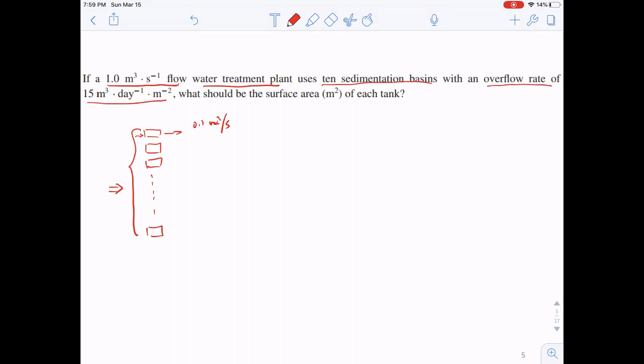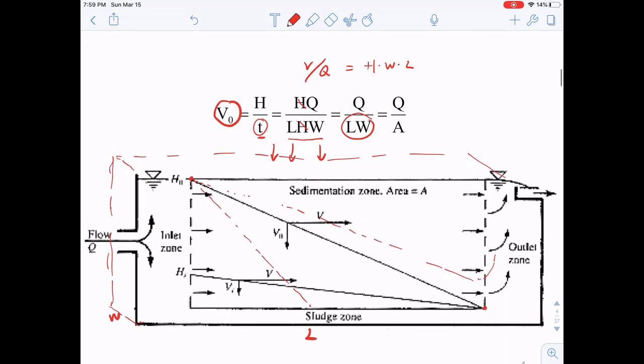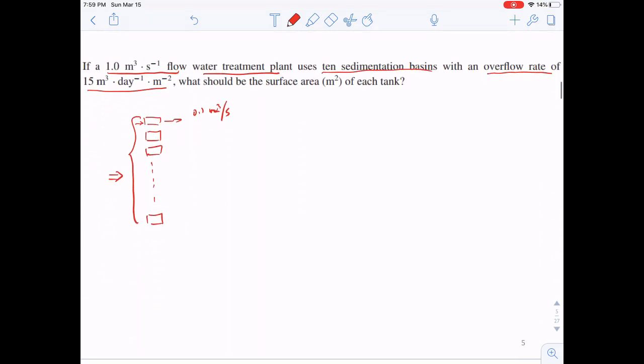And then it further specifies an overflow rate, okay? So as you can see, this overflow rate should have a unit for velocity, right? So it's going to be meter per second. Okay, so here instead it shows the unit in this way. So it's actually an easier way if we look at the definition for the overflow rate. That is the flow rate divided by the surface area, right? And then we can convert this into meter per second by plugging in that 1 day is equal to 24 hours multiplied by 3600 seconds, right?